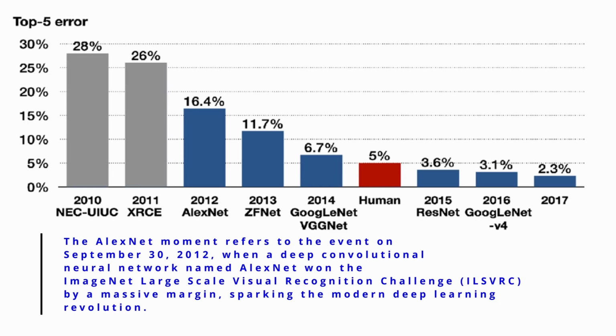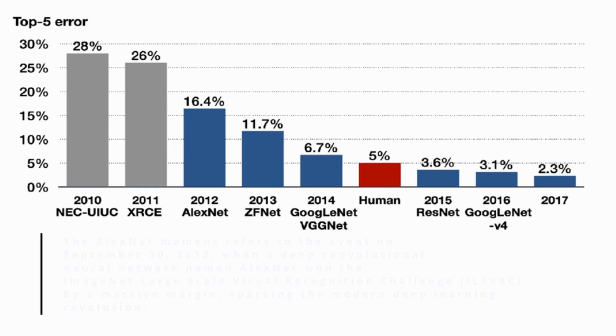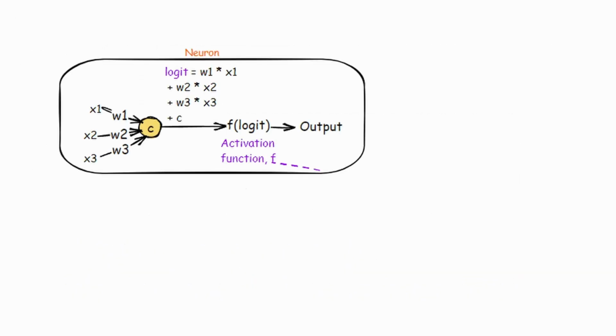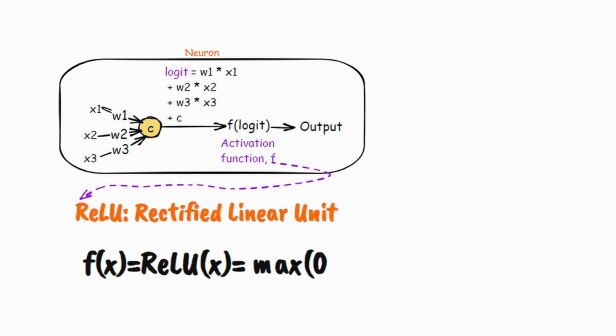It proved that scaling up data and compute wasn't just helpful, it was everything. So they had the fuel and the engine. What was next? Well, even with the power, the process was still a bit inefficient. It needed a better lubricant, you could say. And that innovation was the rectified linear unit, or ReLU.